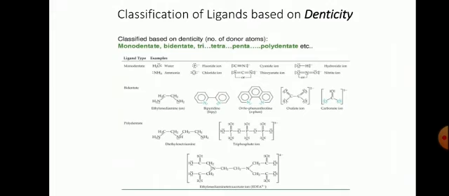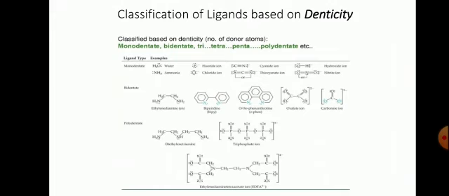For example, if a ligand has one donor atom, like in the case of water or ammonia: in the case of water, the donor atom is oxygen, where oxygen is donating its lone pair of electrons. In the case of ammonia, nitrogen is donating its lone pair of electrons. Or chloride, where the donor atom is Cl, or bromide, where the donor atom is Br. So in this case, we have one donor atom and there will be one point of attachment between ligand and metal.